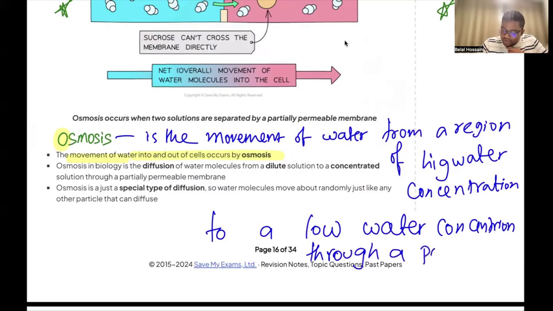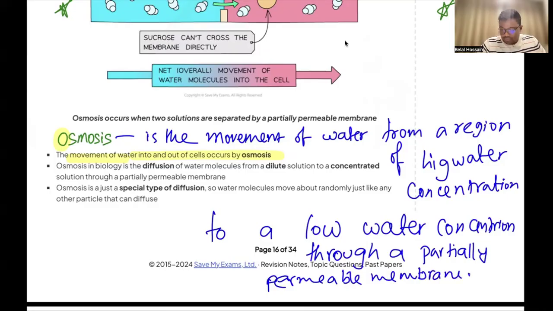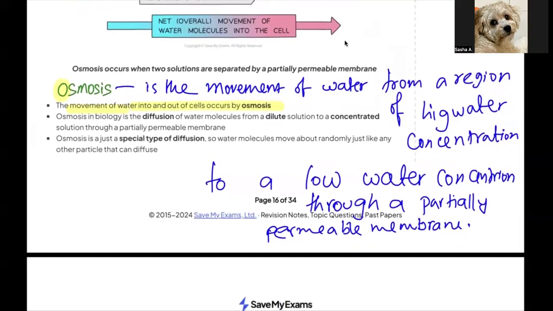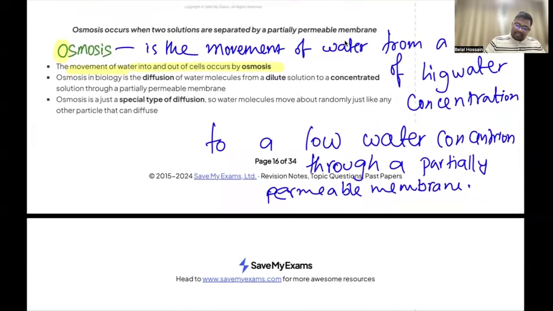Through a partially permeable membrane. Understood? Okay, all right. So this is a special type of diffusion. Just consider that this is a special type of diffusion.